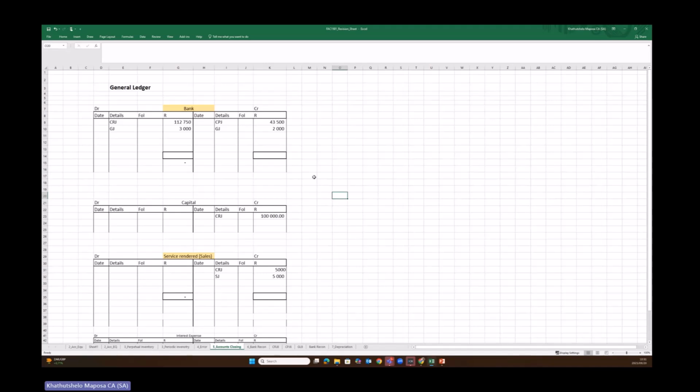I've hidden it. Just to repeat, how do you close an account? The first one is bank, which is an asset account. Remember, assets, liabilities, and equity accounts will have a closing balance and an opening balance, and the income and expenses accounts close off to the equity account called profit and loss, which then closes off to an equity account called retained earnings.